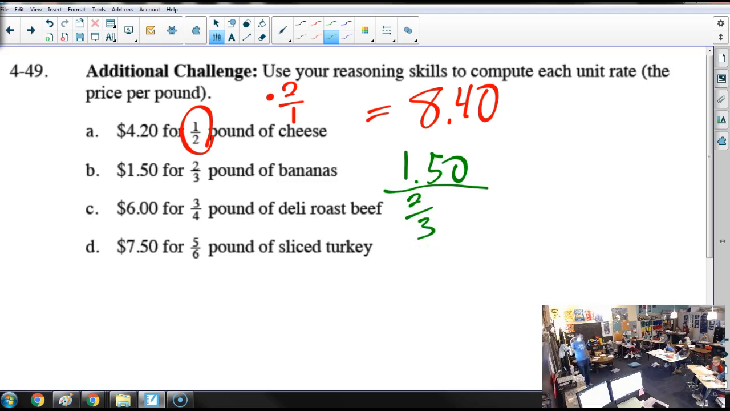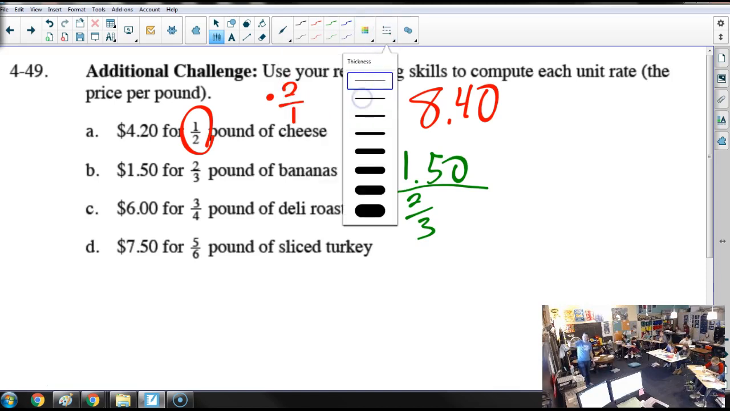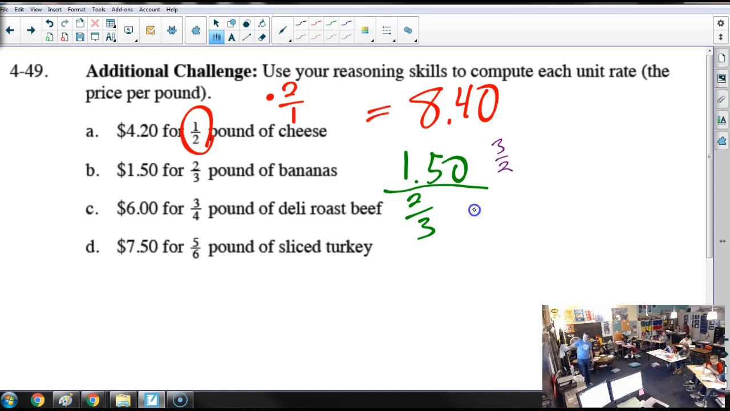So what do we multiply by? Right? 3 halves. Yeah, we multiply by 3 halves. So times 3 halves on top, times 3 halves on bottom. Remember, the bottom is going to take care of itself and just turn into 1. So this is 1.5 times 3 divided by 2 in parentheses. What do we get here? 2.25.